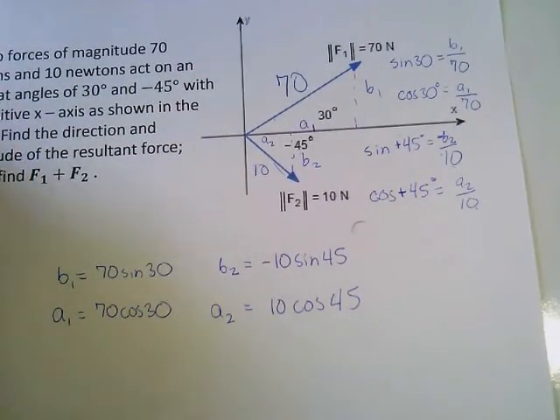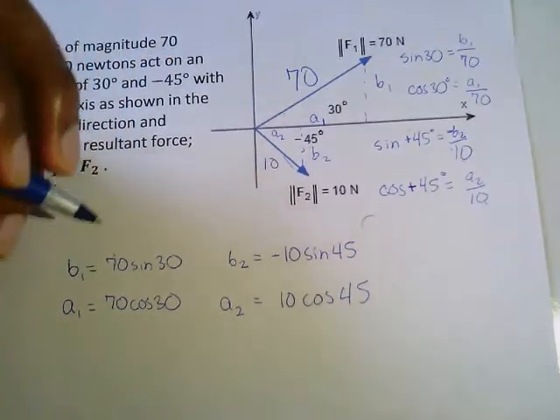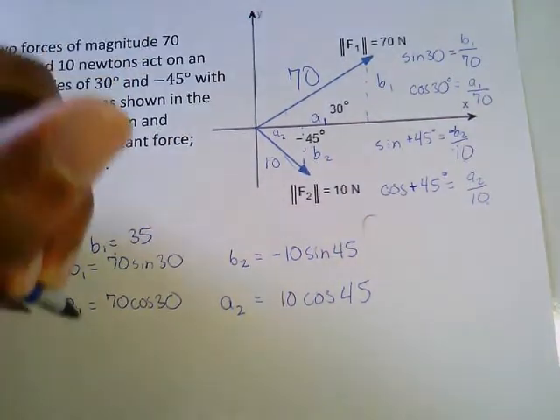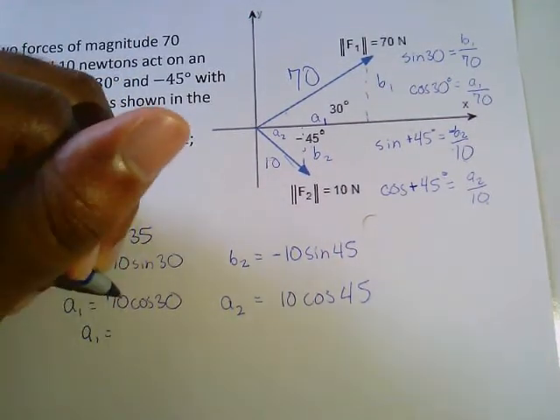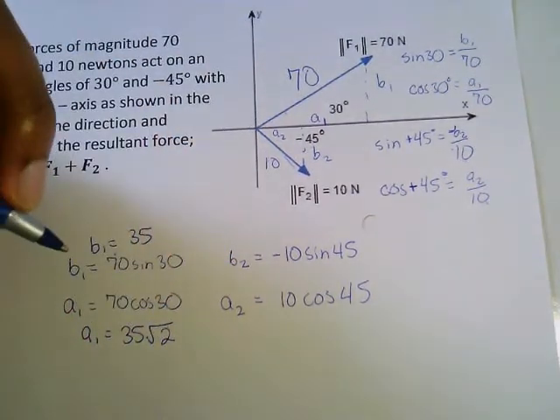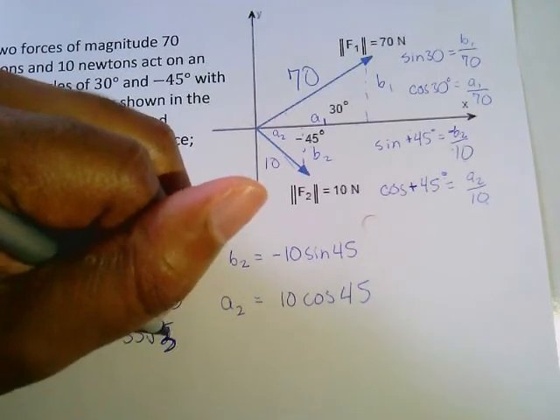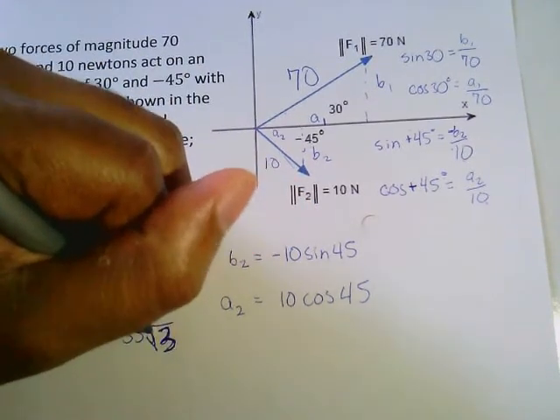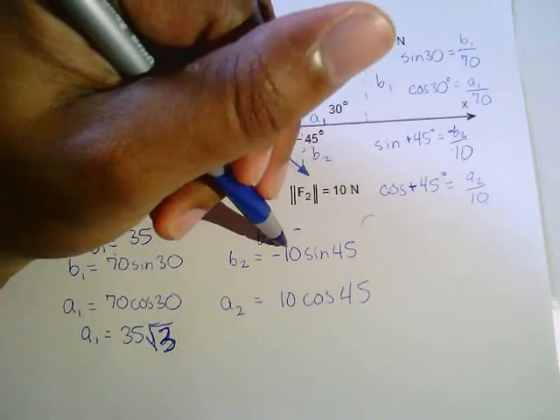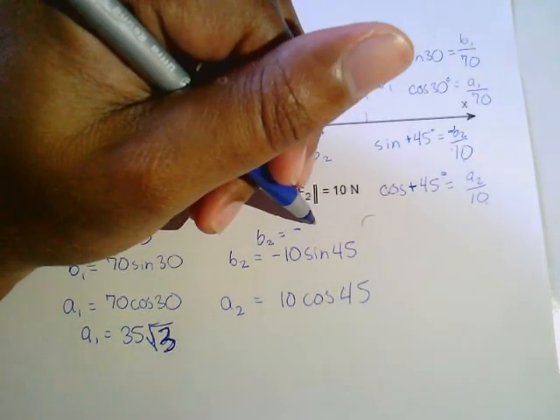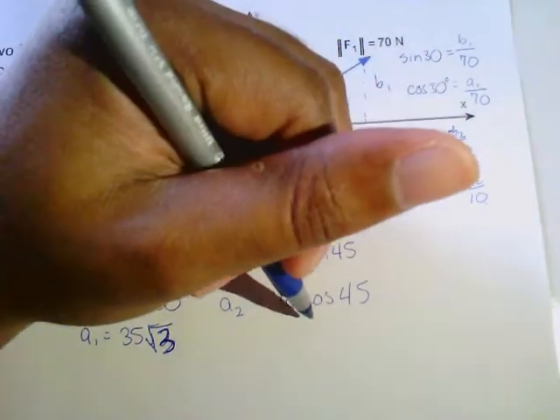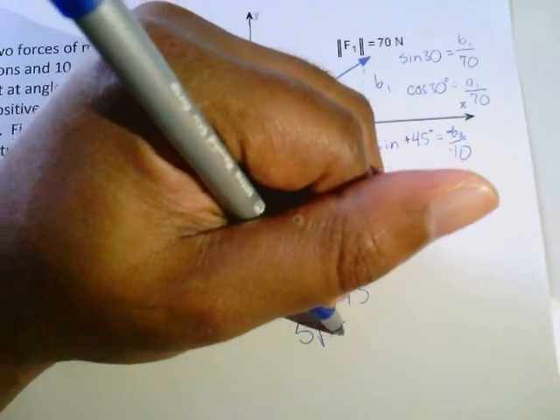So simplifying these, B1 is 70 times a half. So B1 is 35. A1 is going to be 70 times square root of 3 over 2. So that would be 35 square root of 3. So 70 over 2 is 35. And then B2 will equal negative 10 times the square root of 2 over 2. So that will be negative 5 square root of 2. And then A2 is 10 times the square root of 2 over 2. So this will be positive 5 square root of 2.